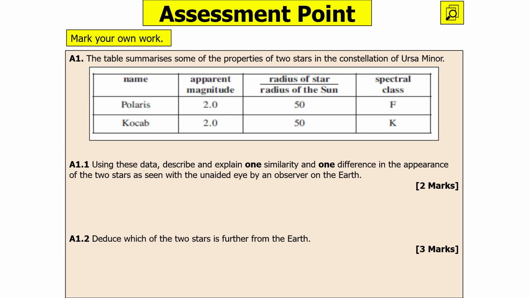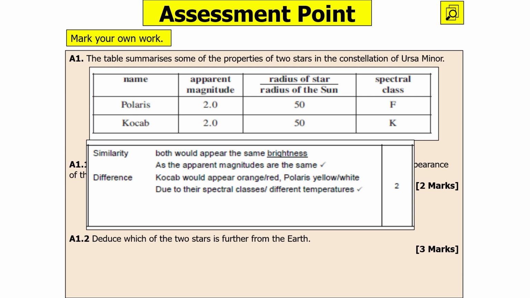Right, in this first one, you can think about firstly the brightness, and you can also think about the colour. So the first thing you can work out is the brightness, which is the apparent magnitude. So straight away, because they've got the same apparent magnitude, they'll appear the same brightness from the Earth. But the difference is going to be linked to their colour, which is linked to their spectral class. So you should hopefully know the differences by learning the colours of the spectral classes. So Kochab, because it's a class K, would appear orange or red. Polaris, because it's a spectral class F, would appear yellow or white.